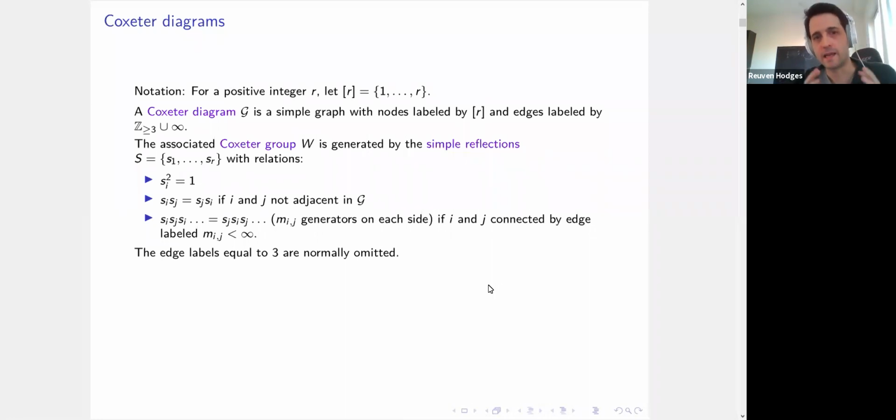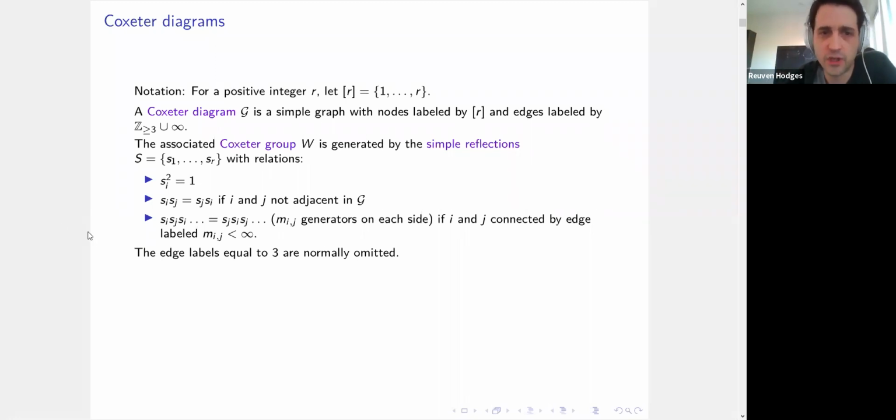And so given a Coxeter diagram, there is an associated Coxeter group. This is defined by being generated by simple reflections S1 through Sr with relations given by the diagram. In particular, the square of any simple reflection is 1. Two simple reflections commute with each other if they are not adjacent in the diagram. And then you have these braid-like relations that have m_ij generators on each side if the nodes i and j are connected by an edge labeled by m_ij less than infinity.